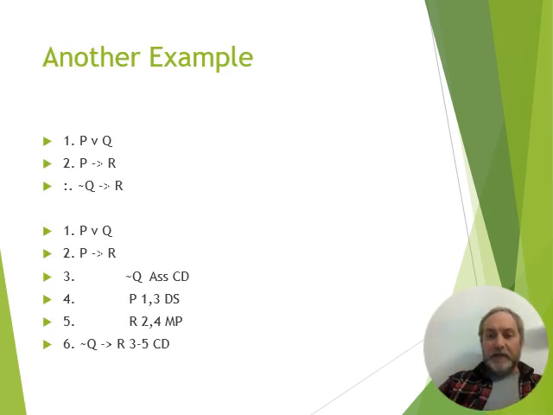All right, let's try another example. So instead of starting with the English, we'll just go straight to the symbolized argument. We have 2 premises and a conclusion. The premises are: premise 1, P or Q; premise 2, if P, then R. And the conclusion I'm trying to prove is, if not Q, then R.